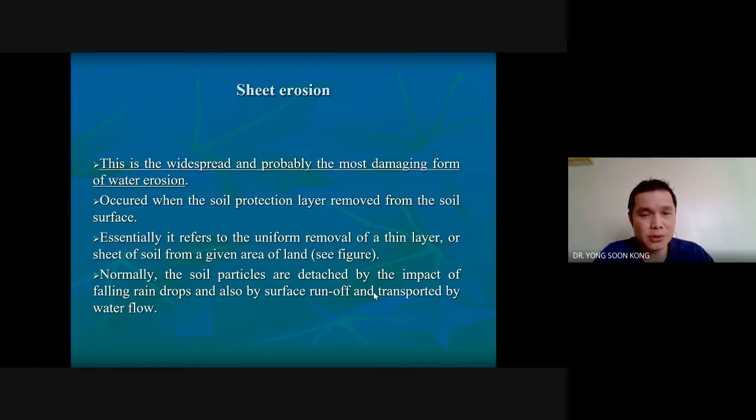Yeah? So this so-called sheet erosion is said to be one of the most severe forms of erosion, even more severe than slope erosion actually, because there's no protection. You cannot do any alternatives or intervention to minimize the effect because you don't know it happened.